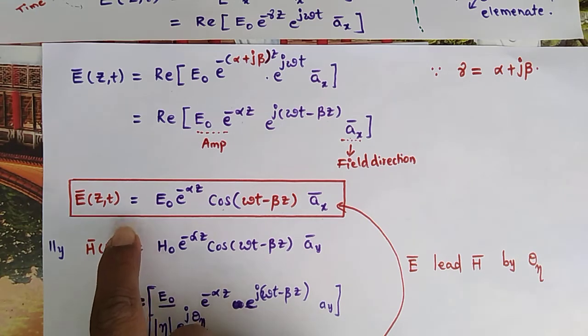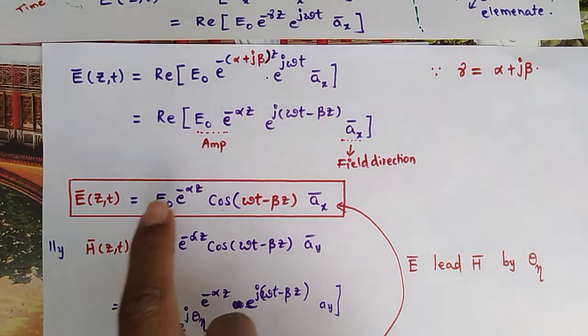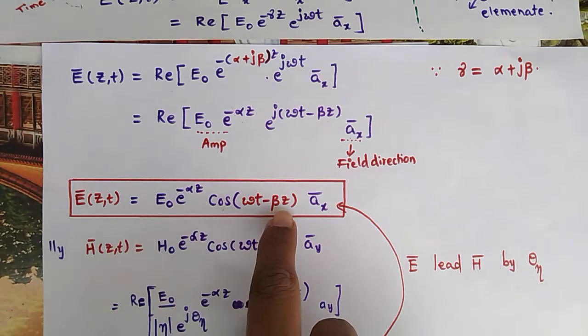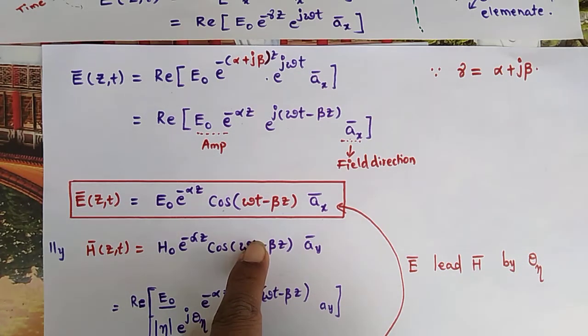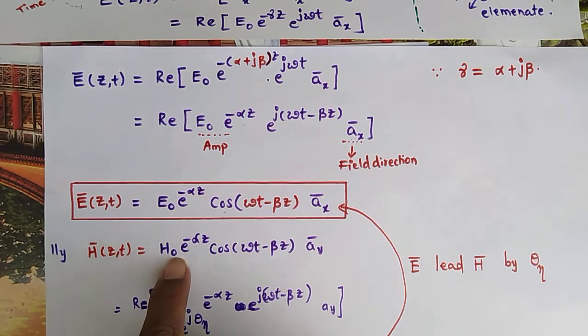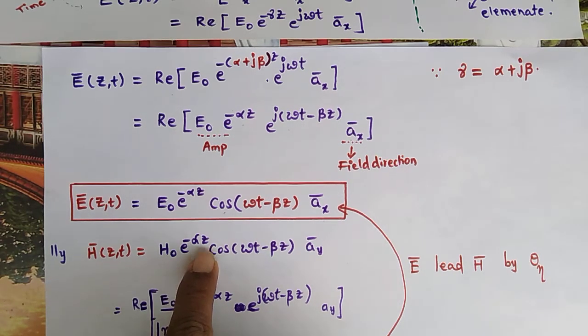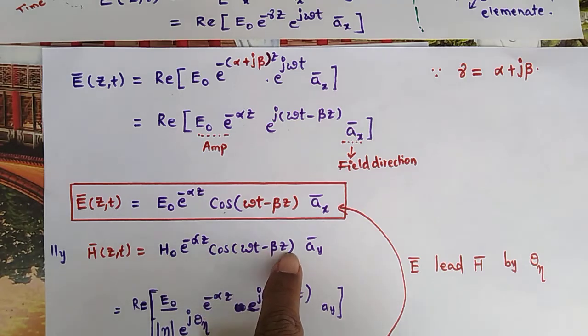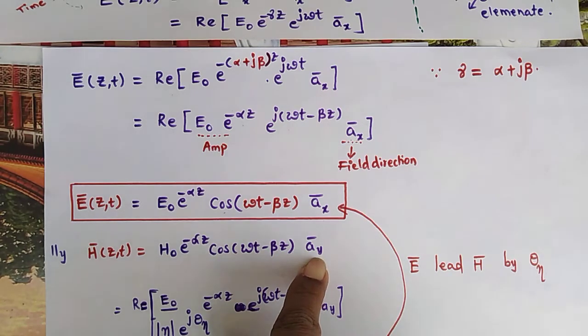So already I have told the general solution of the uniform plane wave equations, these two are the wave equations. Similarly I can write the magnetic field equation solution. Magnetic field solution, H function of z comma t, equals H naught into e to the power of minus alpha z cos omega t minus beta z. Here I have to take the ay.